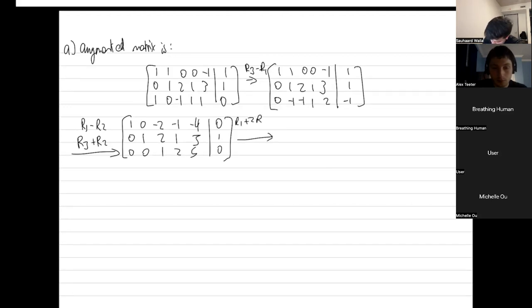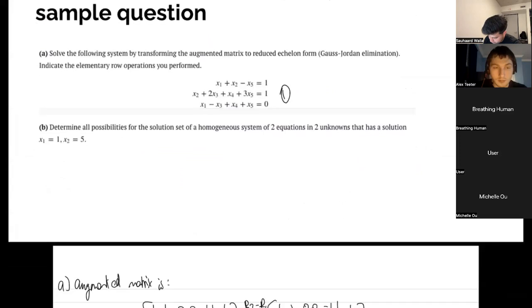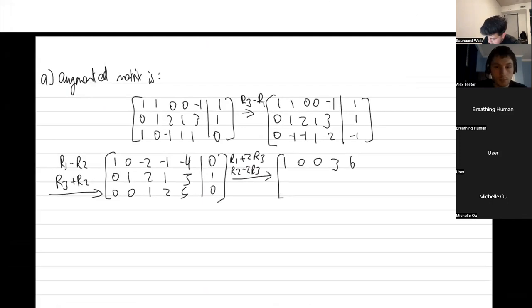R1 plus 2 R3 we're going to do here. And at the same time, we're also going to do R2 minus 2 R3. That should give you R1 plus 2 R3 will be 1, 0, 0, 3. Wasn't x5 minus 5 in the first row? No, it's just minus 1. No problem. So then we have 3, 6, and for R2 minus 2 R3 we get 0, 1, 0, minus 3, minus 7, 0, 0, 1, 2, 5, and our augmented column is 0, 1, 0.